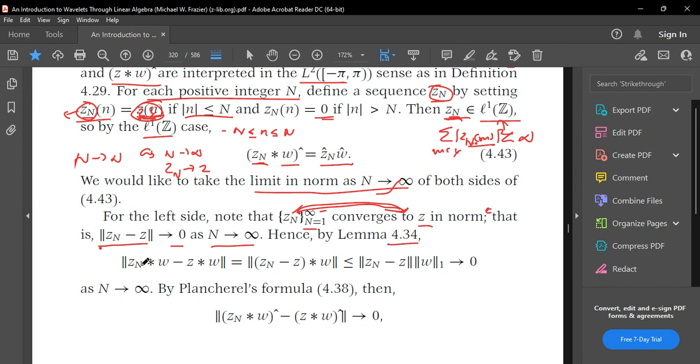By Lemma 4.34, which we have seen earlier, we have the norm of Zn star W minus Z star W equal to the norm of (Zn minus Z) star W, because the star can be kept inside the bracket. You can easily prove from the definition of star convolution that (Zn minus Z) star W is the same as Zn star W minus Z star W. In Lemma 4.34 we saw that the norm of Z star W is less than or equal to the norm of Z times the norm W1. So the norm of (Zn minus Z) star W is less than or equal to the norm of Zn minus Z times the norm W1, and since Zn minus Z tends to 0 in the 2 norm, this whole sequence tends to 0 as n tends to infinity.